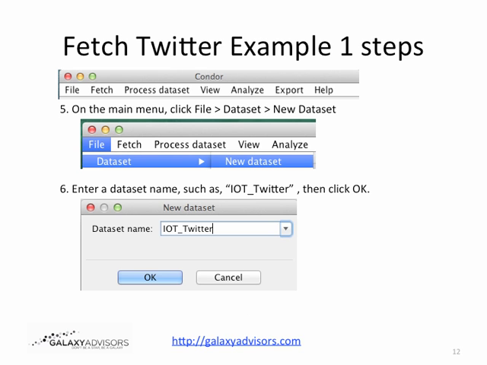In step 5, on the main menu, click Dataset, New Dataset, because we're going to create a new dataset to put our fetched tweets in. In step 6, enter a dataset name, and I put IoT underscore Twitter. Again, the main thing is to make it short, no spaces. You can use an underscore, but no other special characters. Then click OK.